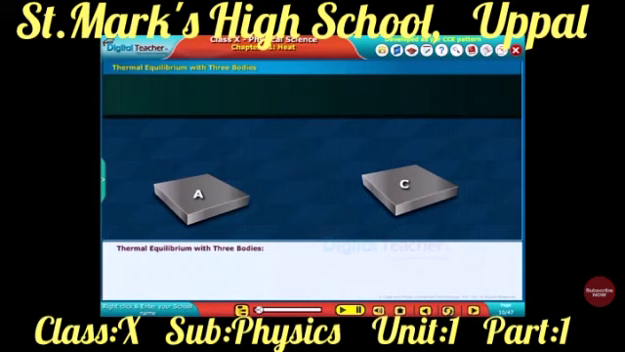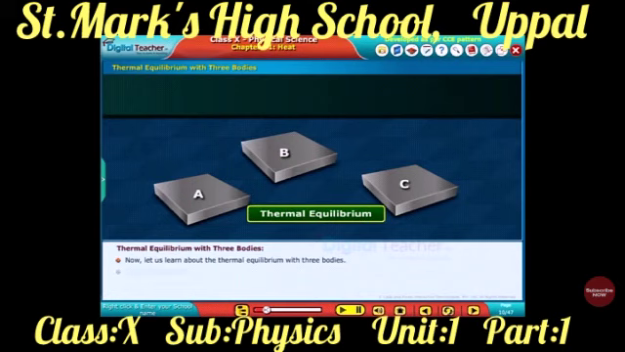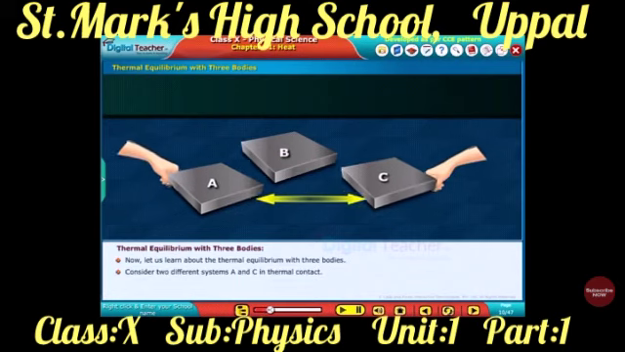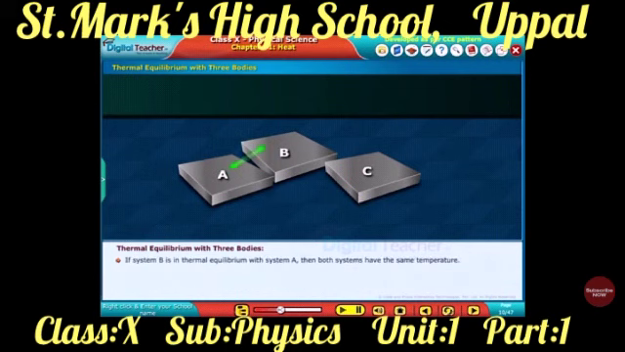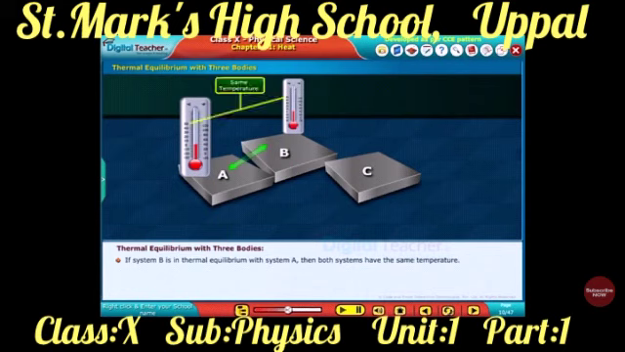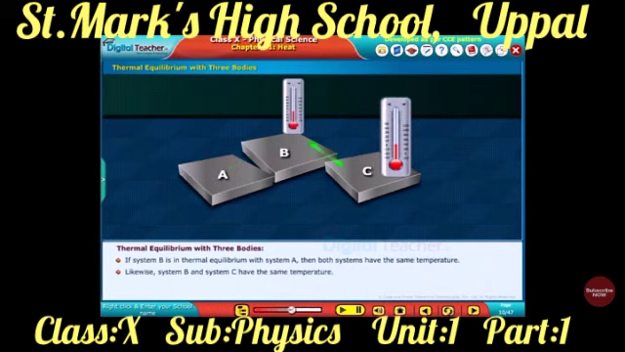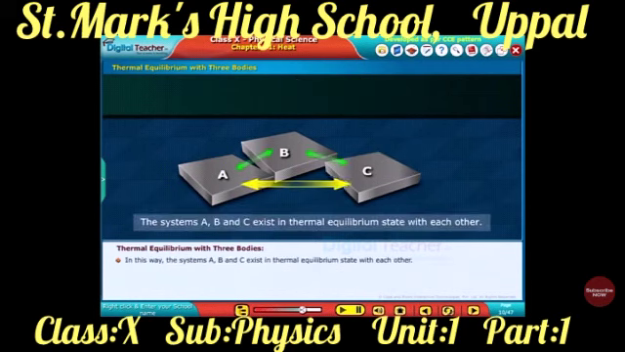Thermal equilibrium with 3 bodies. Now, let us learn about the thermal equilibrium with 3 bodies. Consider 2 different systems A and C in thermal contact. These systems are in thermal equilibrium individually with another system B. If system B is in thermal equilibrium with system A, then both systems have the same temperature. Likewise, system B and system C have the same temperature. So the systems A and C will also have equal temperature. In this way, the systems A, B, and C exist in thermal equilibrium state with each other.